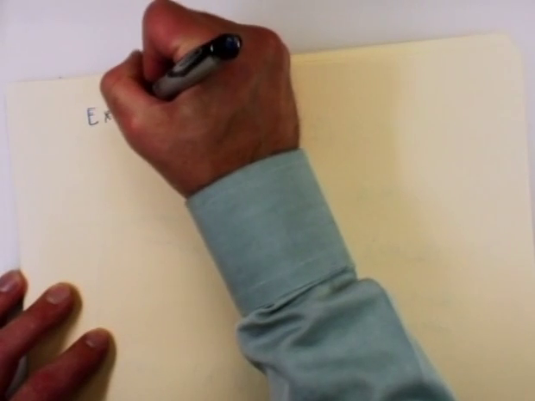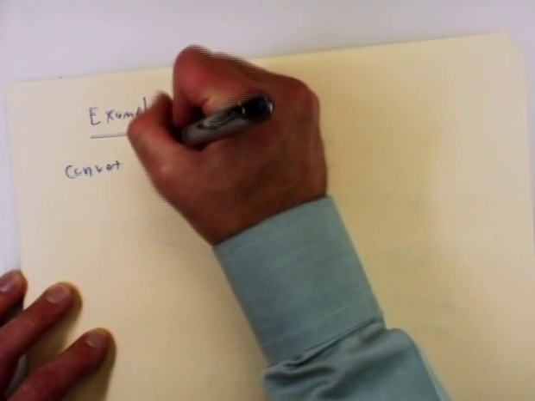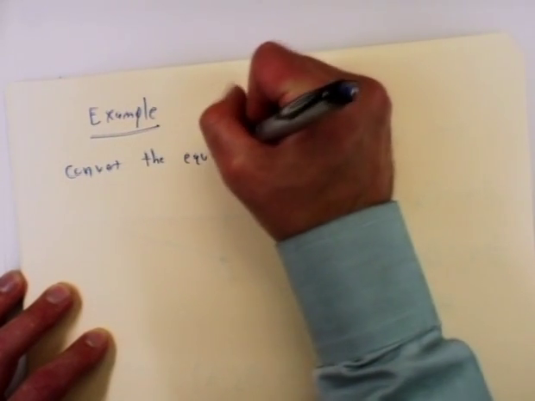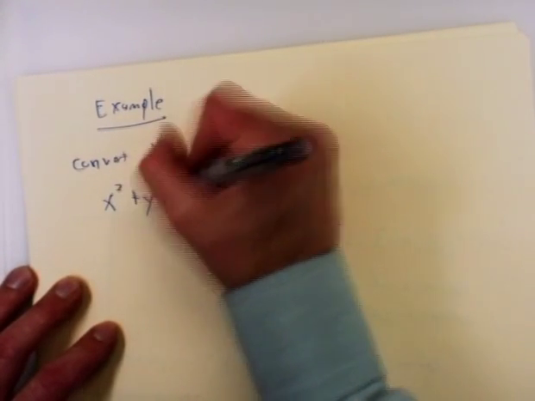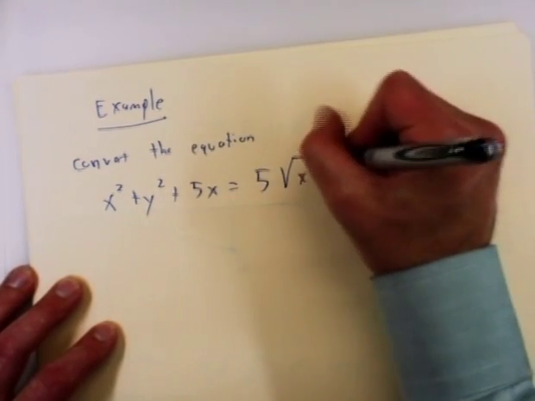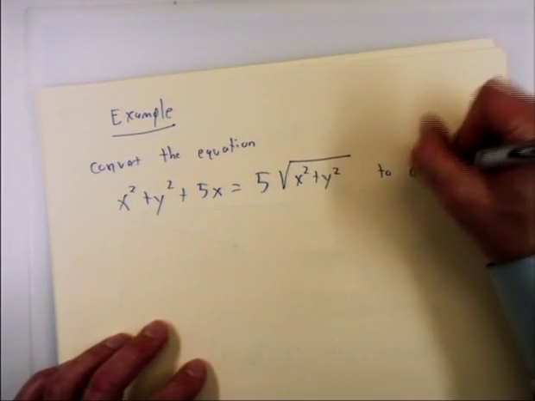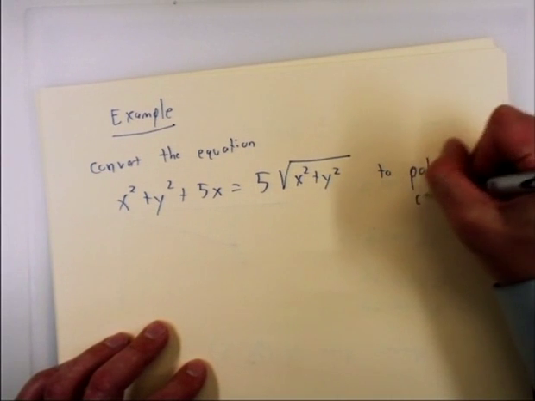Let's make it a little bit harder now. Instead of just renaming a point, instead of converting a point from one form to another, let's try to convert a whole equation. So here's a challenge for us. This will be our next example. Convert the equation. Let's make it good and tricky, shall we? Let's say x squared plus y squared plus 5 times x is all equal to 5 times the square root of x squared plus y squared. That looks complicated enough. Let's convert this whole thing to polar coordinates.